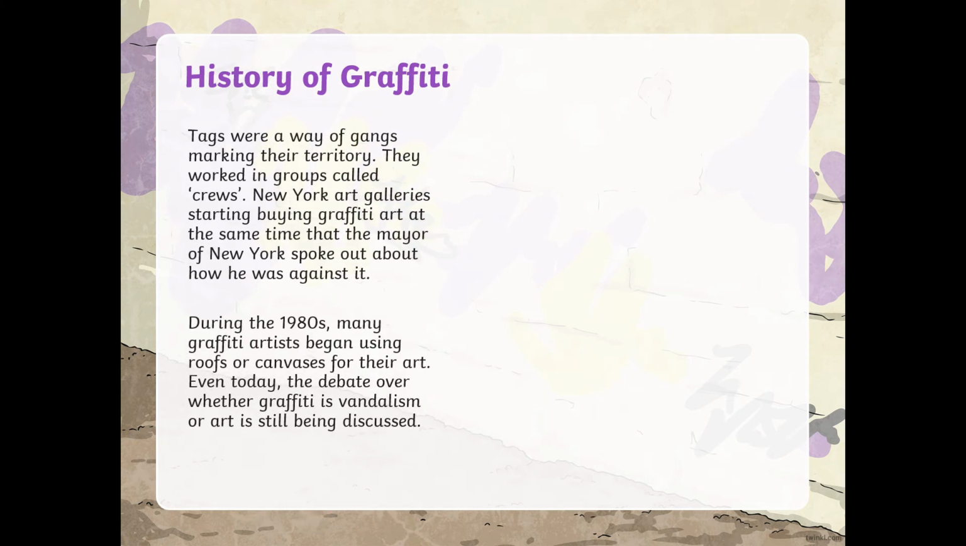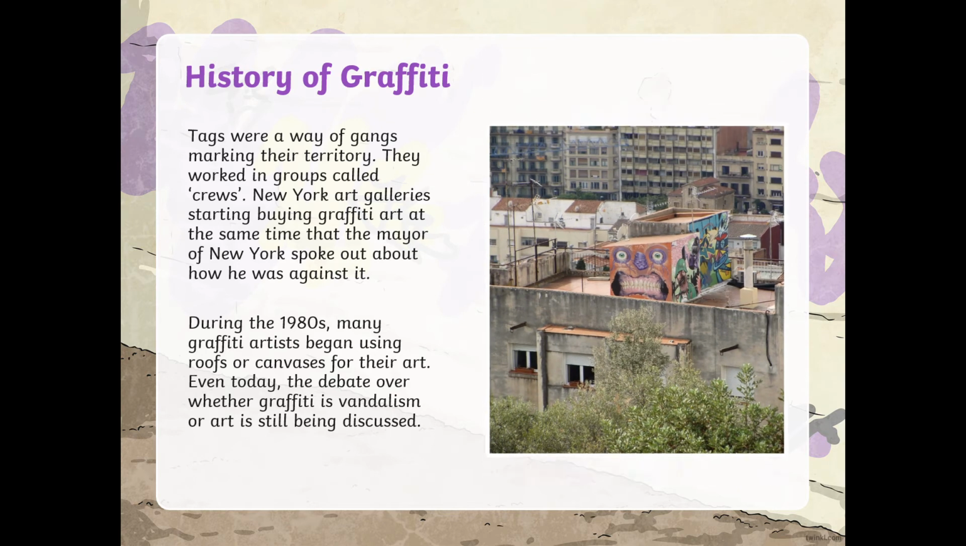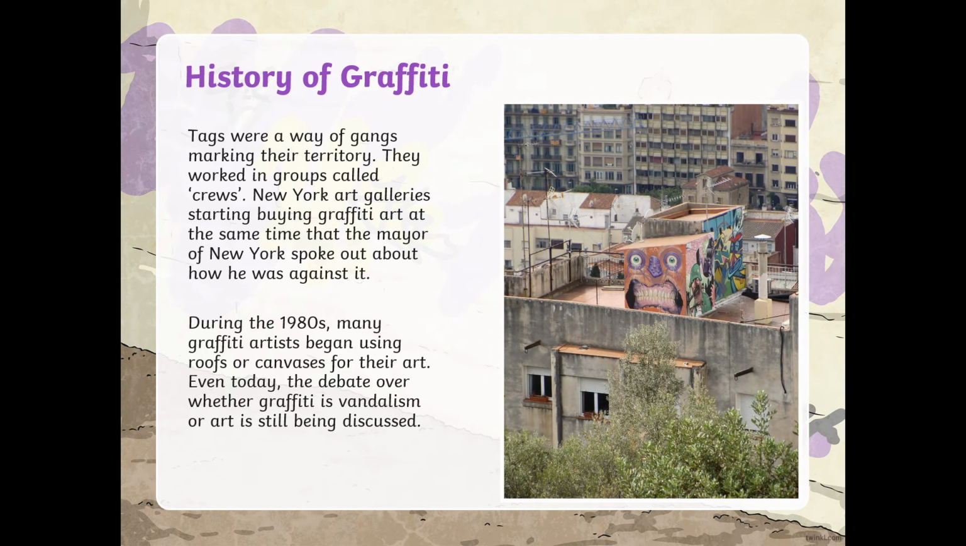Tags were a way, though, of gangs marking their territory, and they worked in groups called crews. New York art galleries started buying graffiti art at the same time that the mayor of New York spoke out about how he was against it. And during the 1980s, many graffiti artists began using roofs or canvases for their art, and even today the debate over whether graffiti is vandalism or whether it's art is still being discussed. People do see it as vandalism. They're vandalising, they're defacing public property, but other people do see it as art.